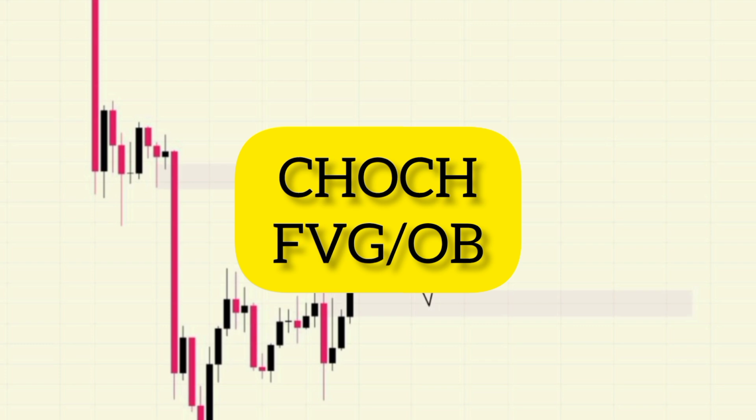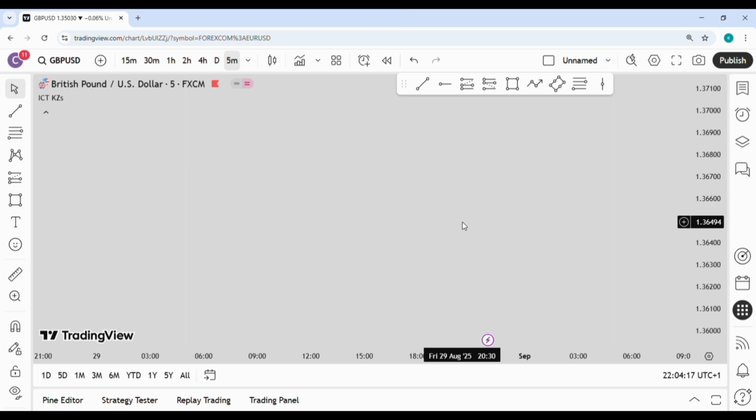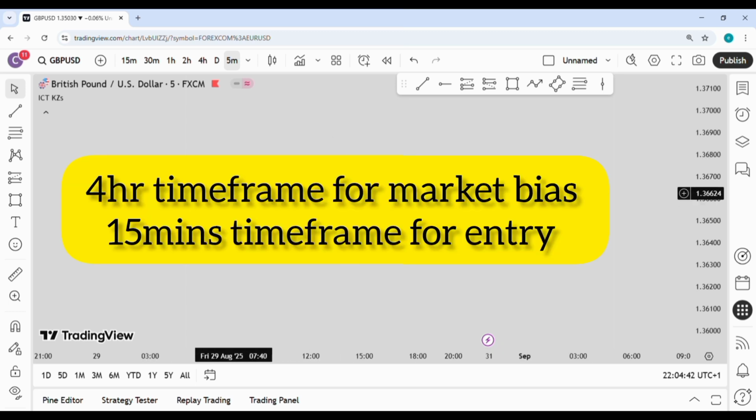So now this is GBP/USD. We'll be using GBP/USD as an example for this particular strategy. We'll be breaking down this video, breaking down GBP/USD for you guys, and we'll be doing our back test on GBP/USD and EUR/USD, also on gold, to show you that this strategy works everywhere. We need a 4-hour time frame for our directional bias and our 15-minute time frame for our entry.